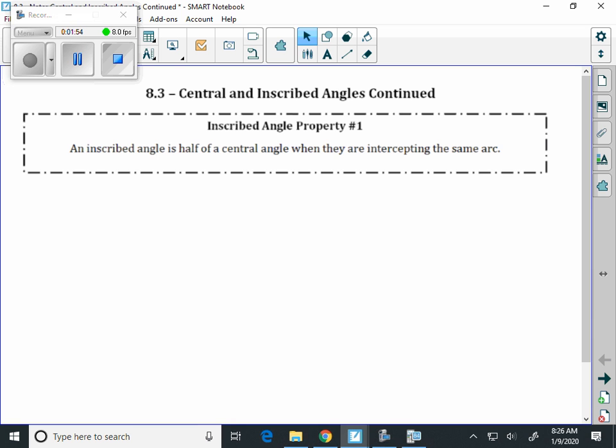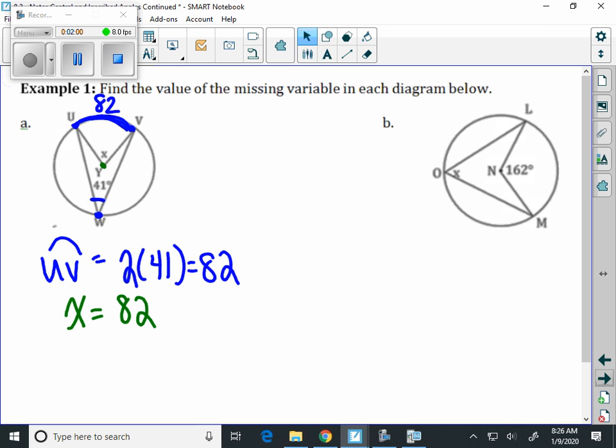Now, the rule that we just looked at is faster, but again, you have to remember that rule. And what that says is, if an inscribed angle is half of a central angle, so this 41 is half of the central angle. And again, 41 times 2 is 82. But you'd have to remember that property, and so there's another way of doing that. If we do use that property, what it says once again is that if we know this value is half of that value. That's what the inscribed angle property number 1 says.